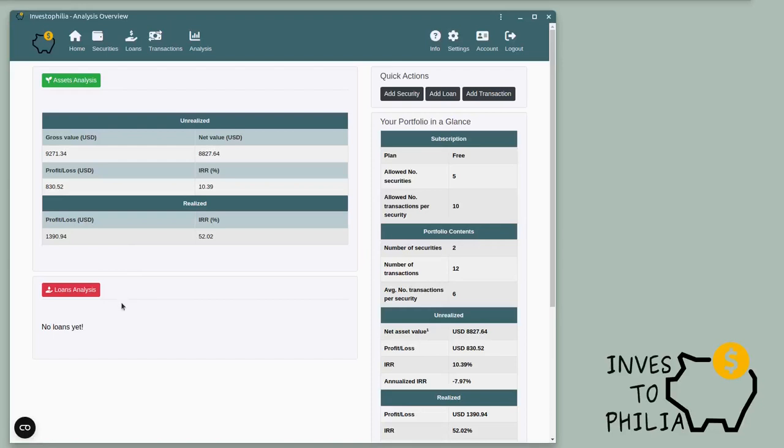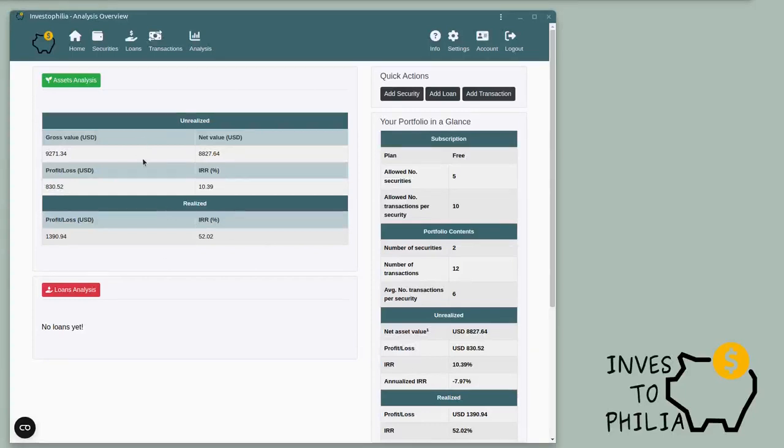As you see, the section for the loans analysis is empty because we have not yet added any loan to our portfolio, which I will talk about in future videos. Here we find a summary of our assets and their performance.